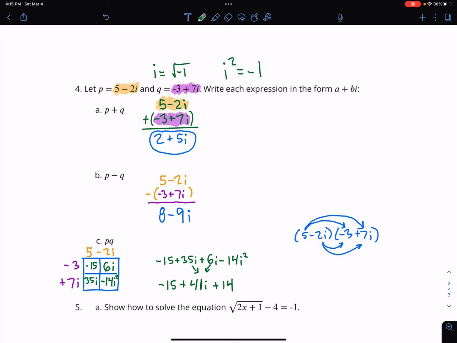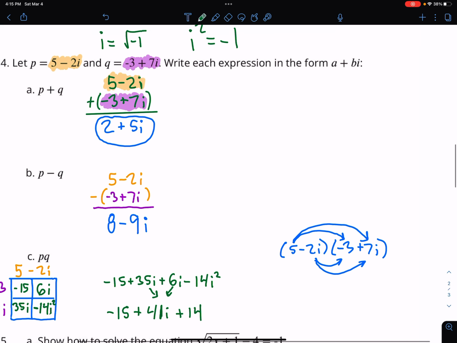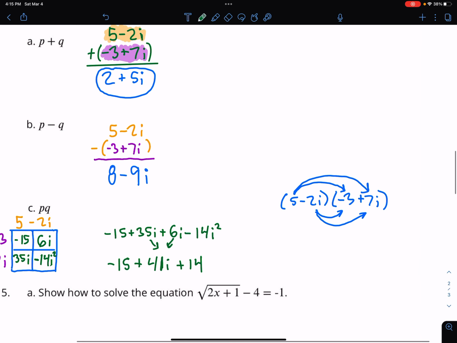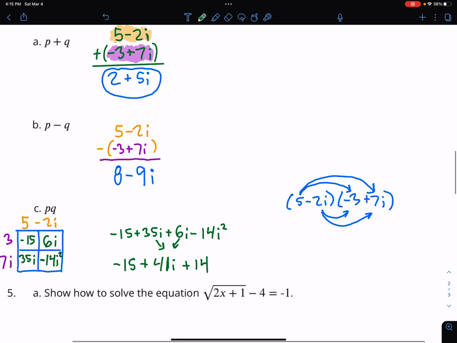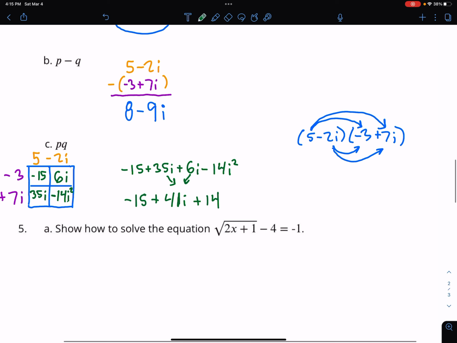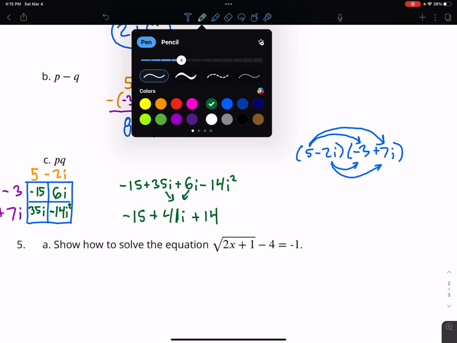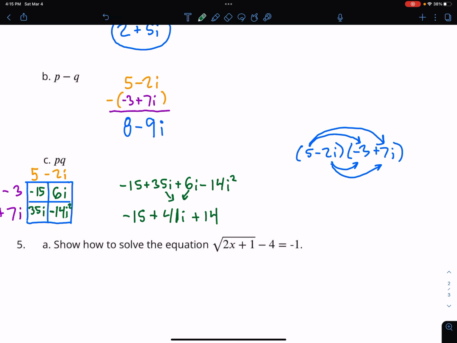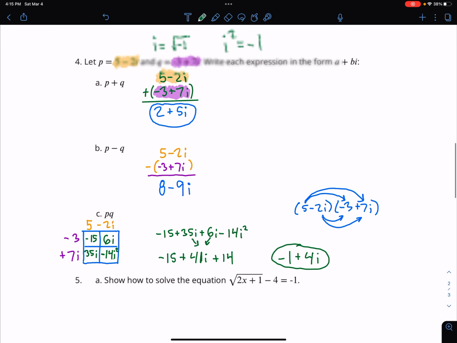They said they want us to write it in the form of a plus bi. So if you want full credit on this, get rid of the i squared. Change that i squared to a negative 1. And then combine your like terms. You're going to end up with negative 15 plus 14 is negative 1. And we get the plus 41i. And here, this would be our final answer right here. So that's what you've got to do for question 4 there.